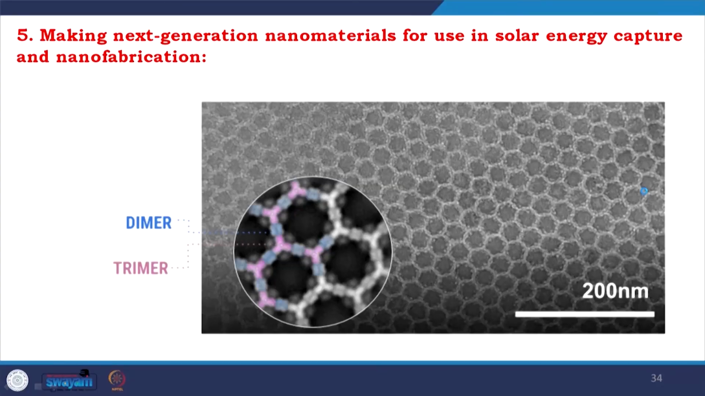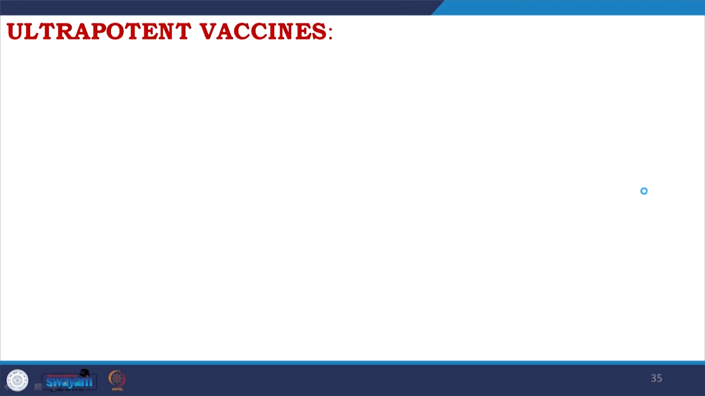Then another very interesting aspect is making next generation nanomaterial for use in solar energy capture, nanofabrication and many things else. So, you could see that they have already developed, like if you see dimers, trimers of proteins are there and they are used for development of those next generation nanomaterial.